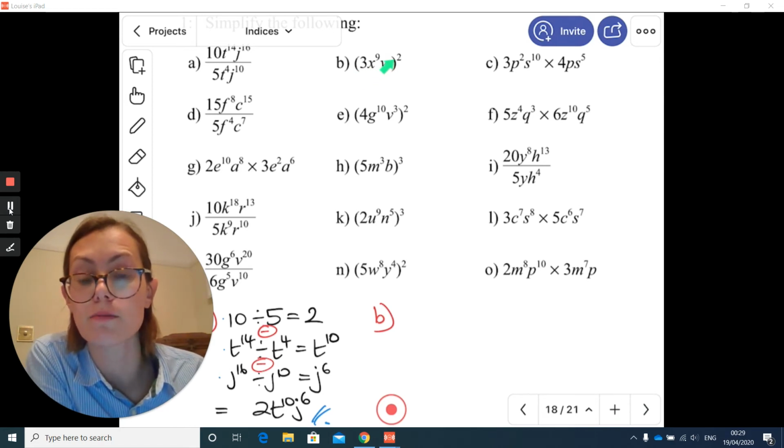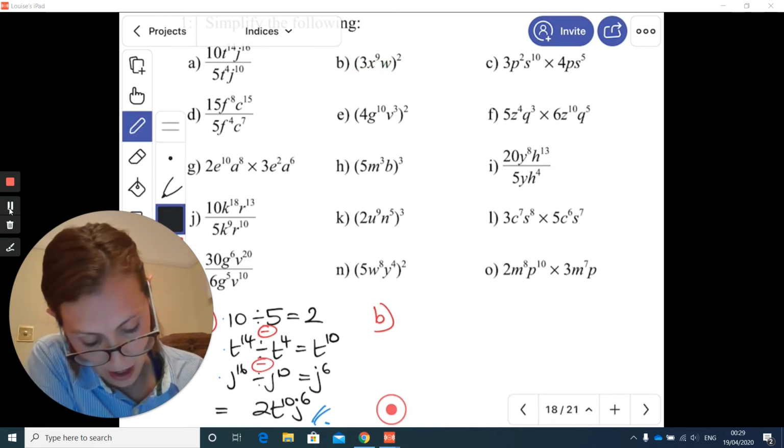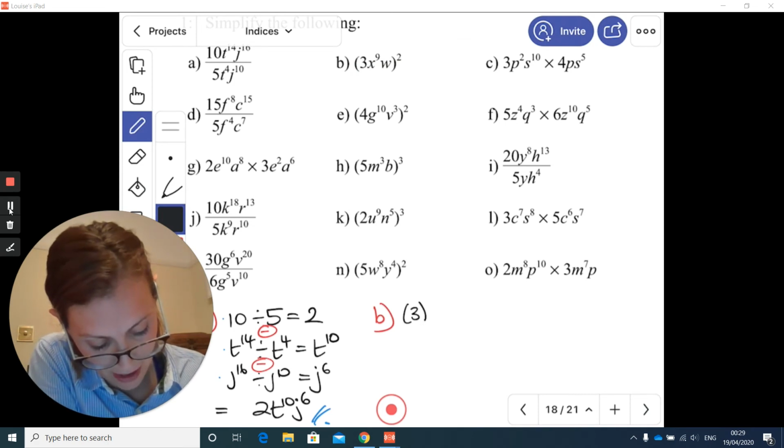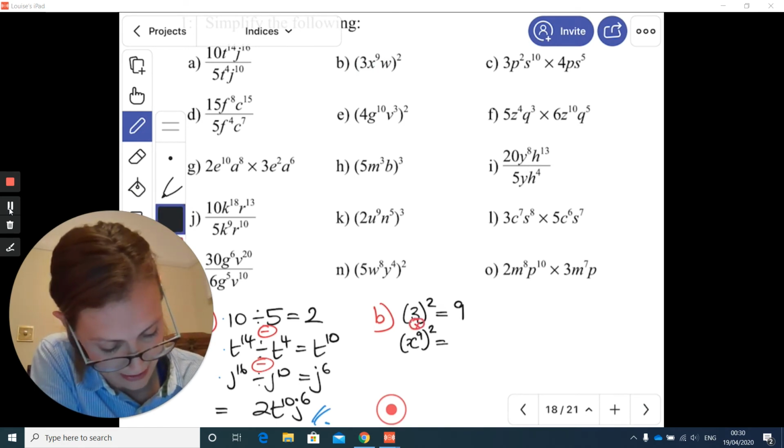So this 2, to be able to use it, it needs to go into each of these terms. So when I split it up, just like I've been doing before, I would write this as 3 squared. Well, that's 9, it's 3 times 3. Then I've got x to the 9 squared. Well, inside and outside the brackets, hopefully you can remember, it gets multiplied. So this is x to the 18.